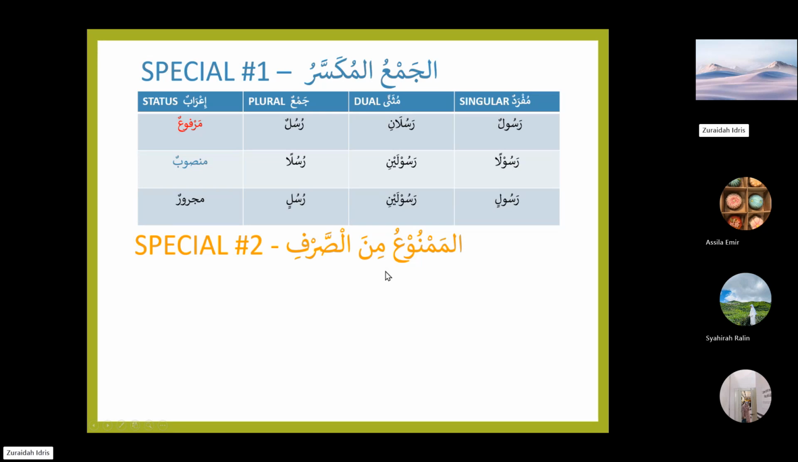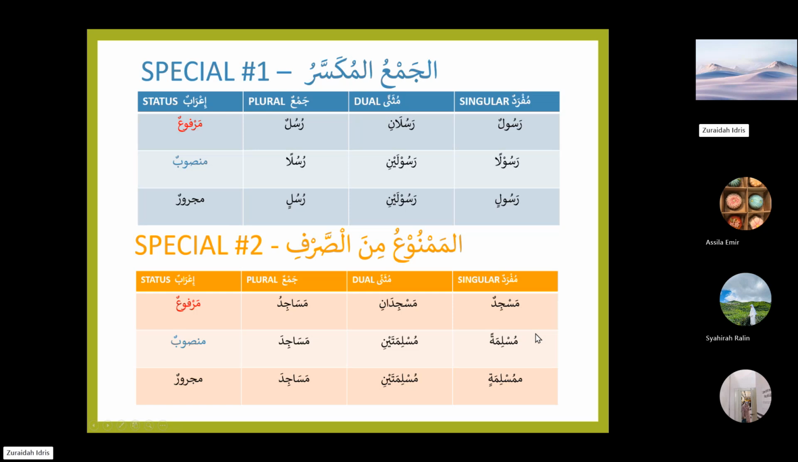Then you have what we call mamnu' minal sarf. Now, what in heaven's name is mamnu' minal sarf? Nothing difficult. All you need to remember is that there are some words out there, we will learn later what these words are, where singular and dual behave normally. Oh, sorry, I didn't change this one. This should be masjidan, masjidin, masjidaini as well. Sorry about that.